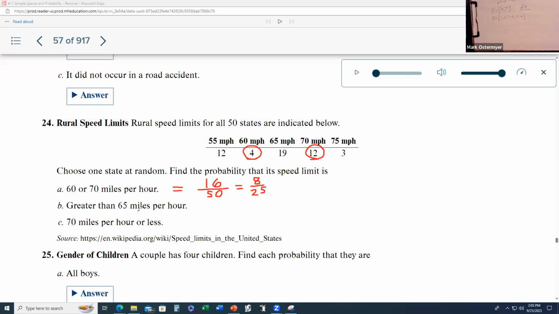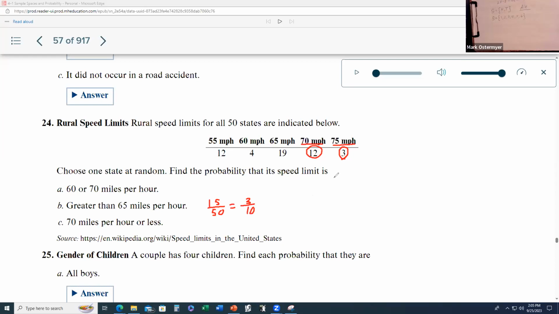What's the probability of randomly selecting a state and that state having greater than a 65 mile per hour rural speed limit? Greater than 65? Well, greater than 65 miles per hour would be 70 miles per hour or 75 miles per hour. That constitutes 12 plus 3, or 15 states. So that'd be 15 over 50, and by 5, that reduces down to 3/10. Okay, 30% chance.